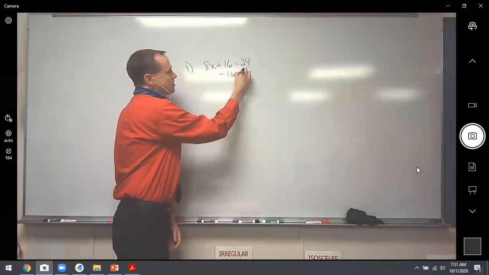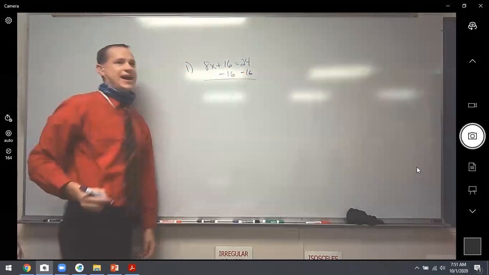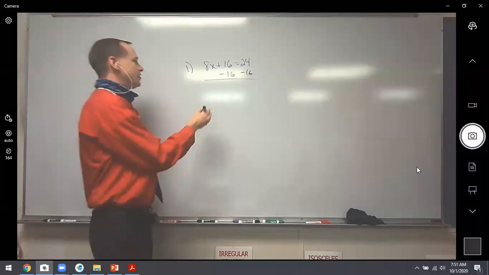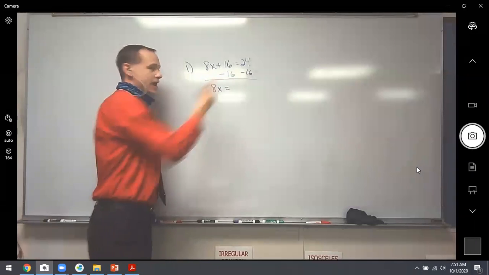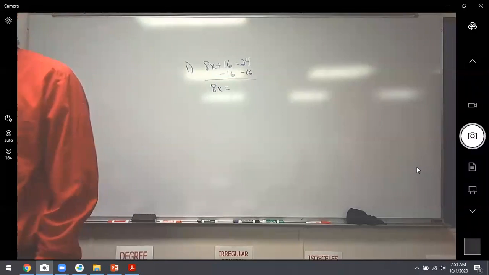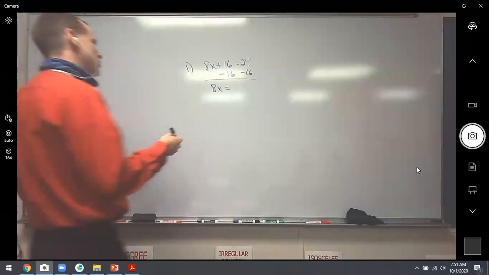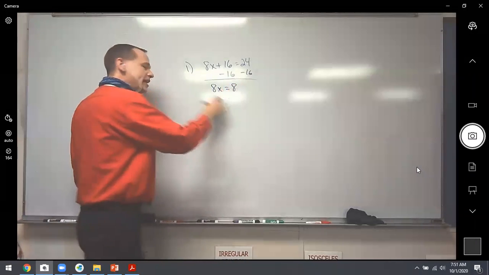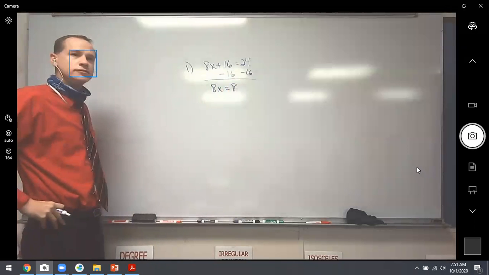So you start off by subtracting 16 from both sides there. And then on the left, you just have 8x left, because that's the whole point. 16 minus 16 is nothing, right? On the right, 24 minus 16 is 8. So you have 8x equals 8.